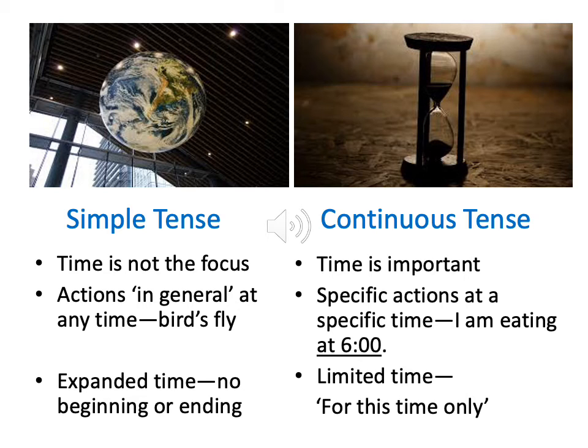So let's start with an explanation of the simple tense and continuous tense. With the simple tense, time is not the focus, whereas with the continuous tense, time is important and we usually tell when something happens. With the simple tense, actions are, in general, at any time. For example, we can find birds flying almost any time or anywhere. With the continuous tense, specific actions happen at a specific time. For example, I am eating at 6 o'clock.